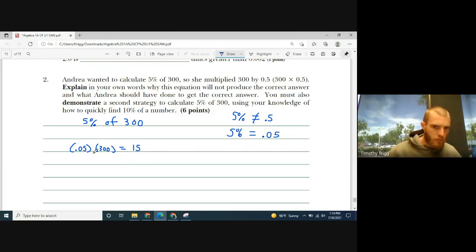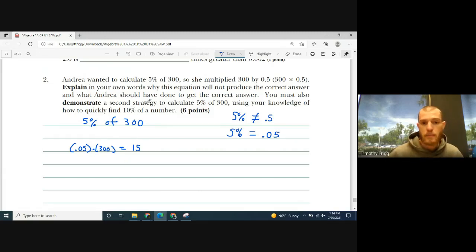So when we're doing a percentage of a number, it's very easy. Change the percentage to a decimal by moving it over twice. See? Of means you're going to multiply. So 5% of 300, multiply that. That gives you 15. All right, so 5% of 300 is 15.